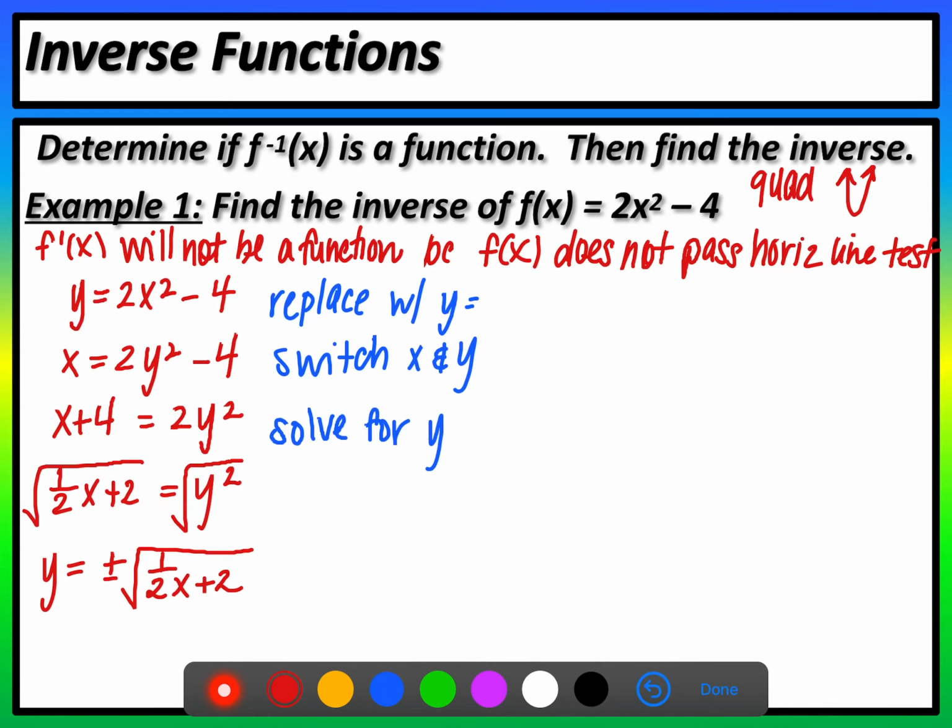Okay, so now, because my inverse is not a function, I'm not going to use function notation for inverses. So I'm not going to make it f inverse of x. I'm going to leave it as y equals. That's not really super important, but I'm just letting you know. Okay, so that was our first example of finding the inverse.